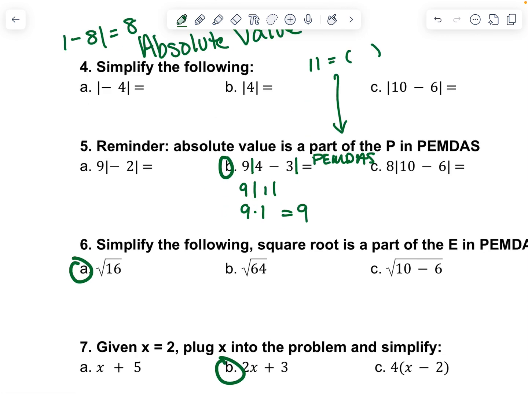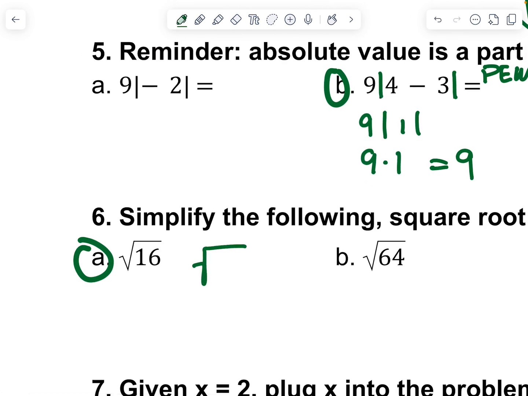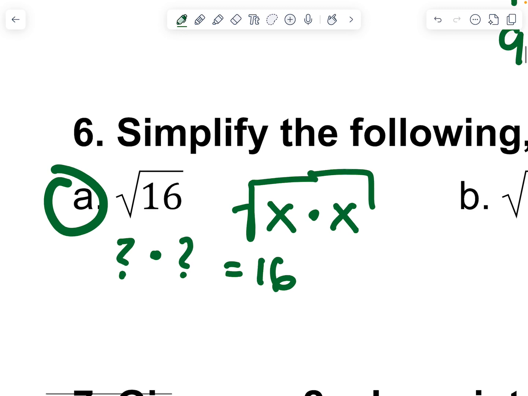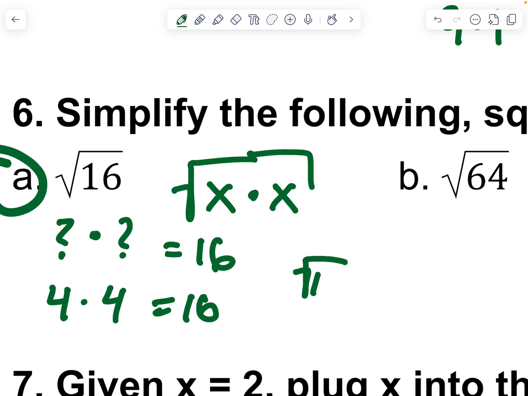Now when we get to square roots, the square root is basically saying what times what is going to get me this number, okay? And so if I think of 16, is there a number that I can multiply by itself that gets me to 16? I'm thinking about my multiplication facts, and I know that 4 times 4 is 16. And so a square root undoes this multiplication by itself. And so square root of 16 is 4.